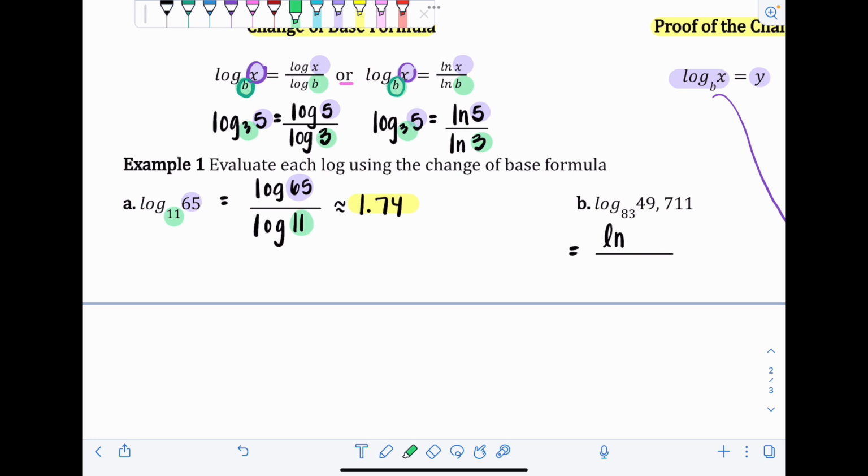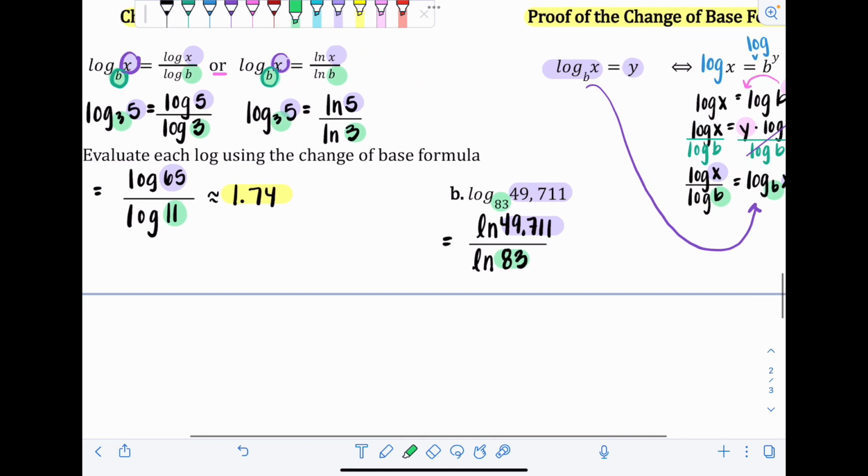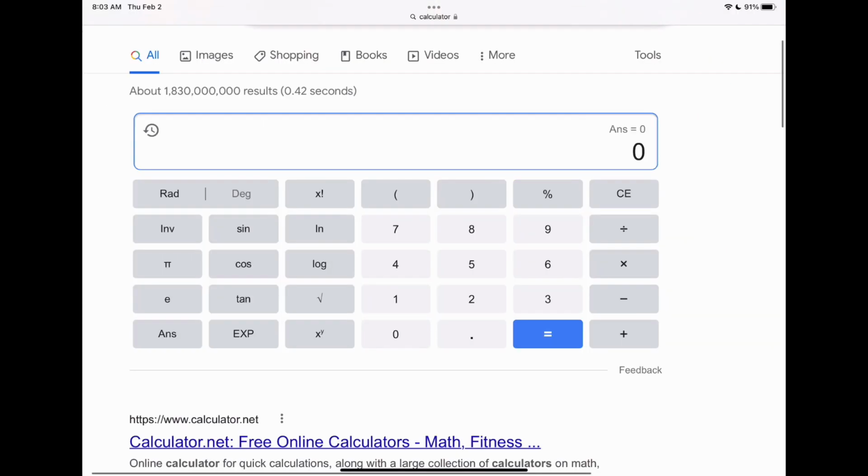And then what we were originally taking the log of goes in the numerator. So 49,711. And then the original base goes in the denominator. So it has to be natural log down here as well. You couldn't do one common log, one natural log, but it'll be natural log of 83. And then once you get it in this form, you can go ahead and just put it in the calculator as is. So it'll be natural log of 49,711 over natural log of 83.